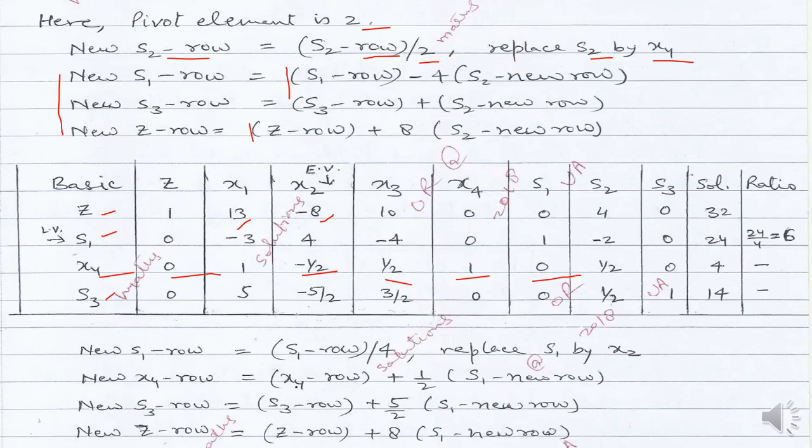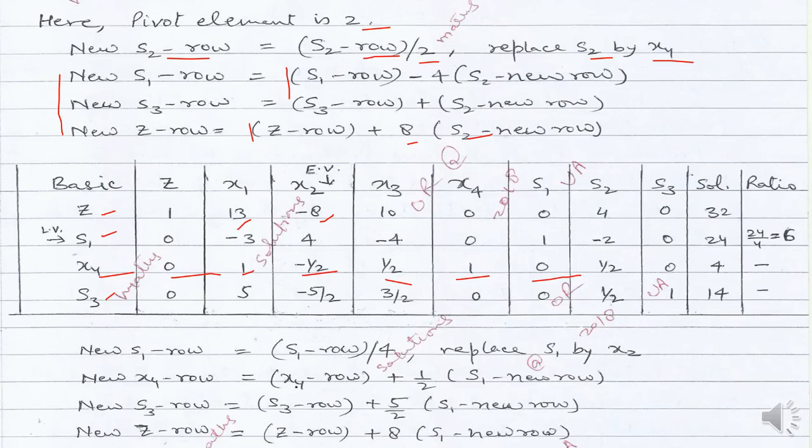So in the previous table, if you see the coefficient of x1, that is 5. So 5 plus 8, this 8 has come by minus 1 into minus 8 is plus 8 into S2 new row. S2 new row is 1 here, so we get 5 plus 8, this is equal to 13, and coefficient of x2, that is in previous table, is minus 4. So minus 4 plus 8 into S2 new row. S2 new row is minus half. So minus 4 plus 4 is equal to minus 8.